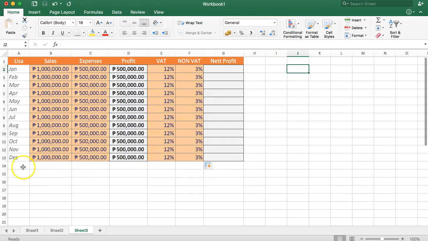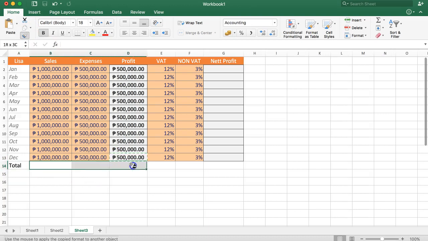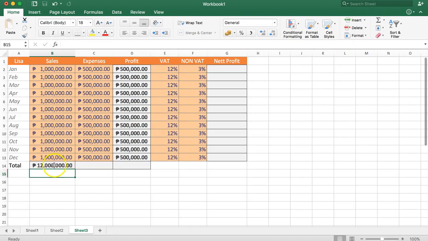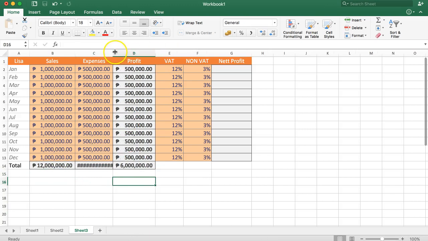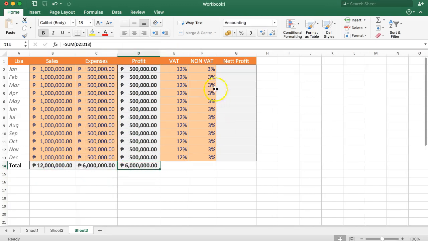All right. So we have this, and then we have here our total. I'm going to select all of this and then just say sum. You can see here the sum button. Enter. Then we have all the totals. Enter, enter, enter. Done. So 6 million. So that's our profit. Then minus the things.